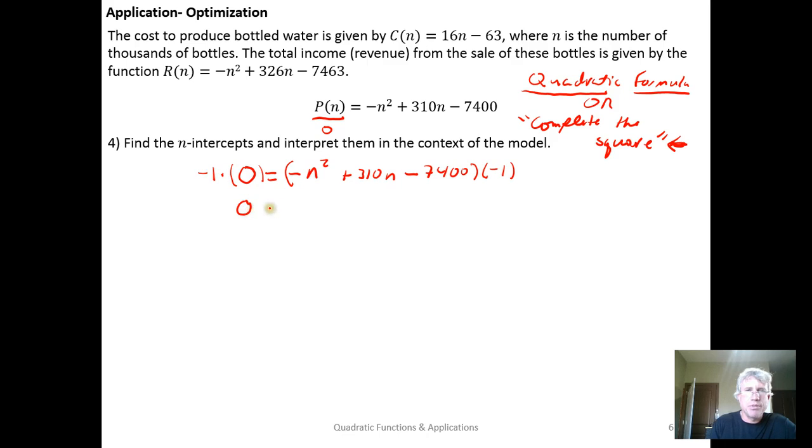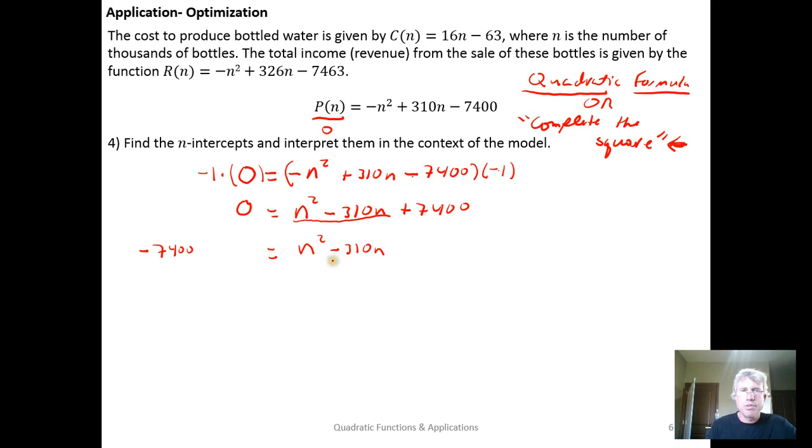Negative 1 times 0 is still 0. Negative 1 times negative n squared is just positive n squared. Negative times positive is minus 310n. Negative times negative is positive 7400. When we complete the square, we only need to play with the n squared and the n terms. So I'm going to subtract 7400 from both sides to get it out of my hair. And that's going to leave me with n squared minus 310n.